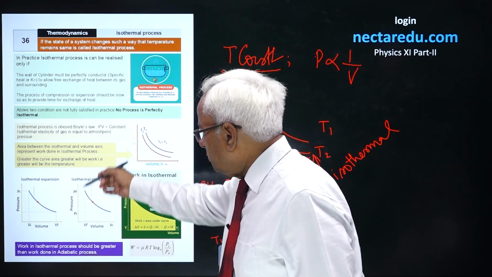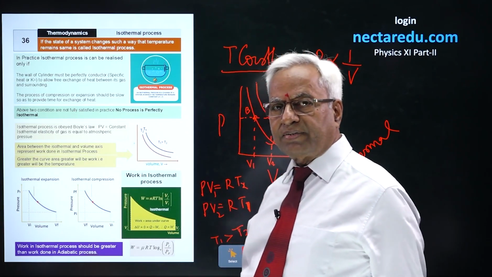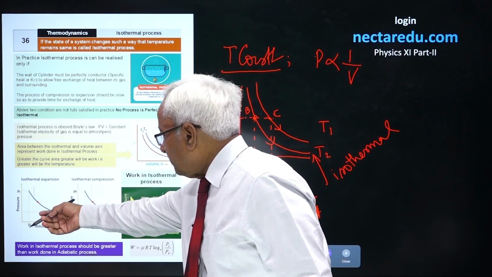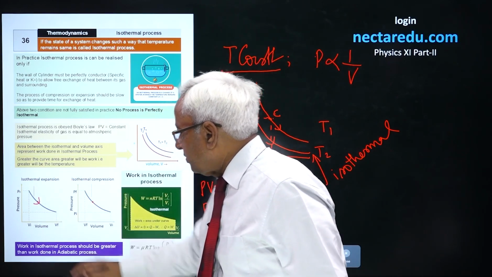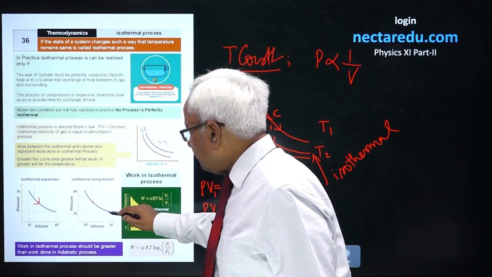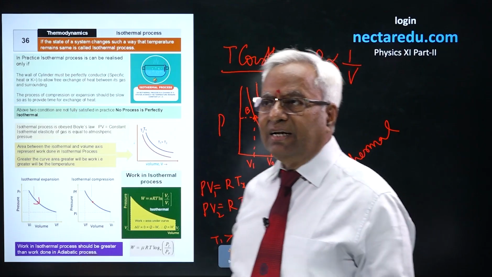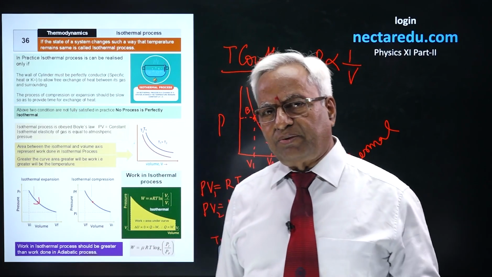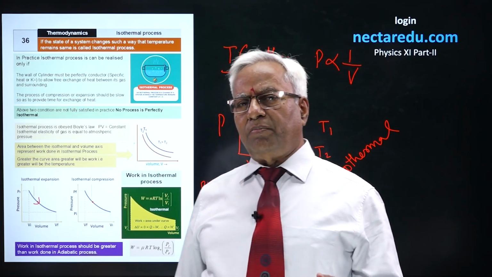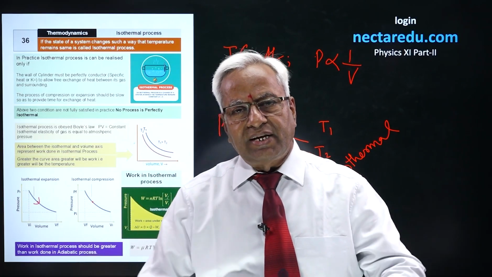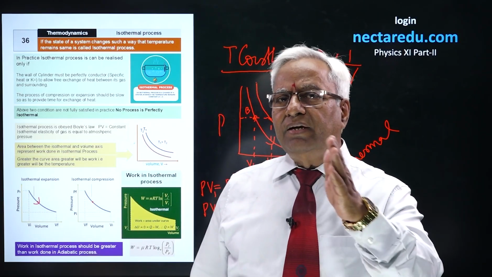Then we have plotted two curves here for expansion and compression. This is for isothermal expansion, in which the volume regularly goes on increasing, and this is for compression, in which the volume is regularly decreasing. But isothermal is still isothermal. Expansion and compression means you have simply reversed the direction. The curve will remain the same.